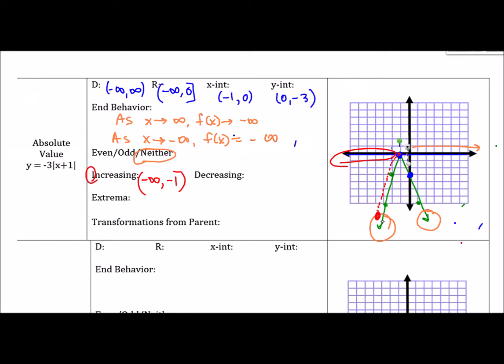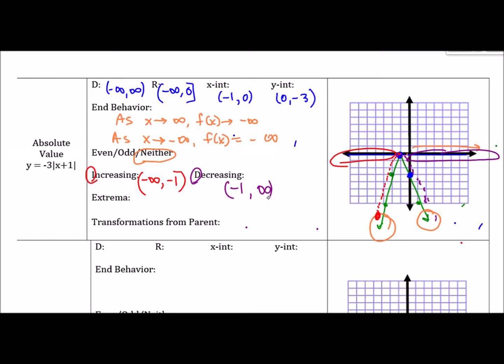Okay, then looking at the second part of the graph, you can see that once it changes points here, now the choo-choo starts going downhill. So downhill means decreasing, and it starts where the other one left off at -1, all the way to +infinity, because we're talking about over here.